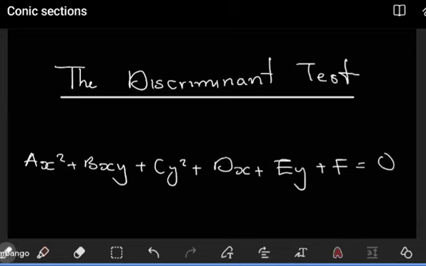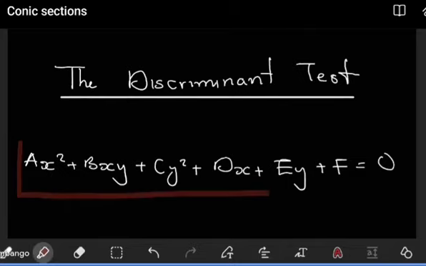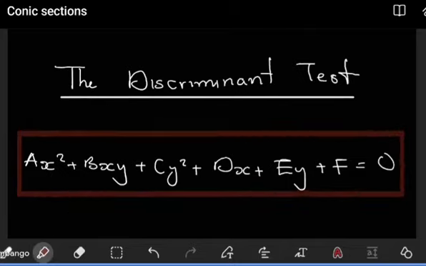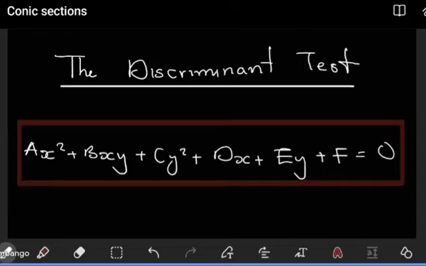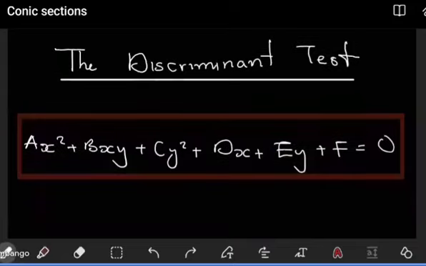Okay, so in this class, we're going to be looking at the discriminant test of identifying conic sections. Say you have a conic section which has been presented in this form. Now, what we want is, can we actually identify what this conic section is? In previous classes, depending on what you have, sometimes you might have to first eliminate the cross product, then complete the square so that you first express that conic section in standard form, then you can identify what it is.